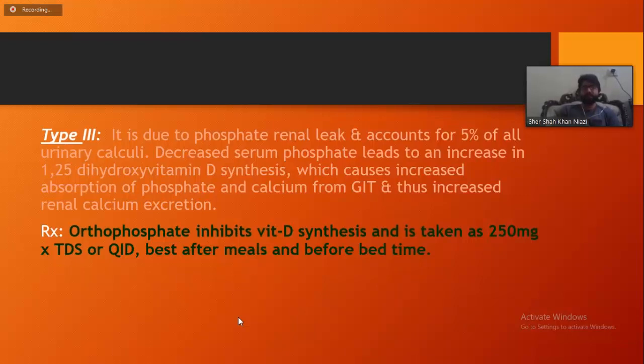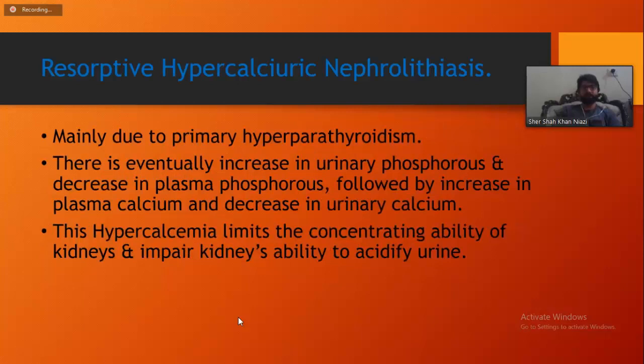Orthophosphate is used to inhibit vitamin D synthesis and is taken as 2 milligrams TDS, with the best dose in the afternoon and at night. The second type of calcium calculi are resorptive hypercalciuric urolithiasis.